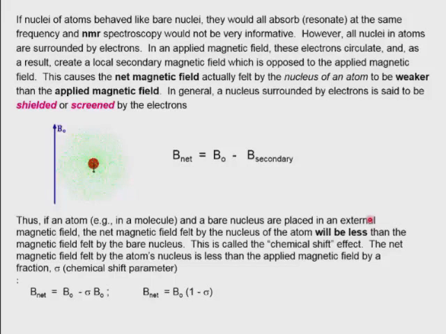If all the nuclei of atoms in molecules behaved like bare nuclei, the nuclei would all resonate at the same frequency, and the NMR spectrum of a compound would yield just a single peak. There would be no information. Fortunately, that's not the case. Atoms in molecules will resonate at different frequencies, producing different signals in the NMR spectrum.